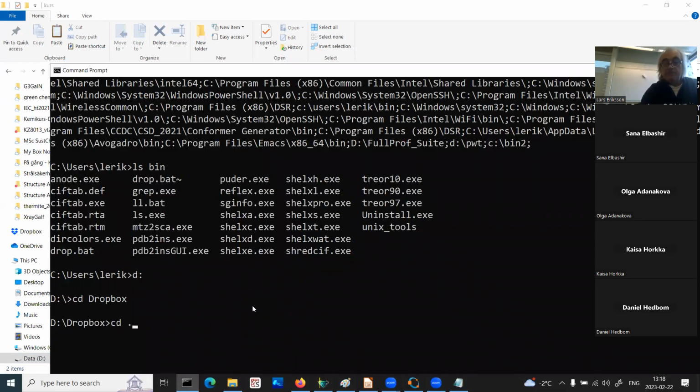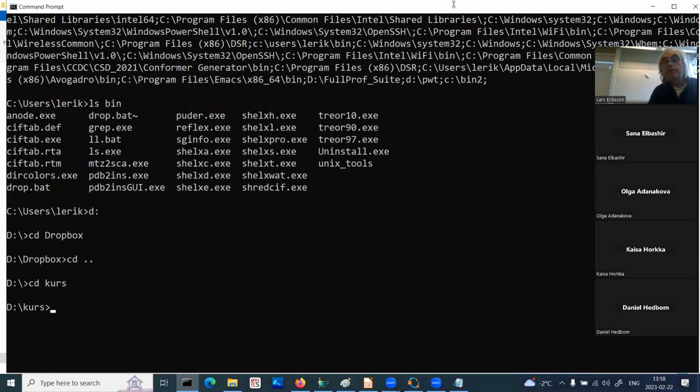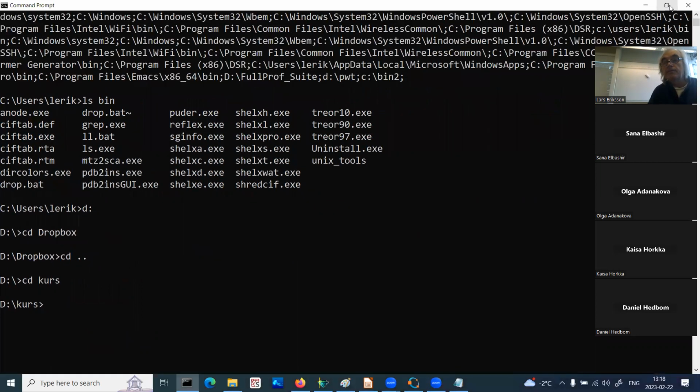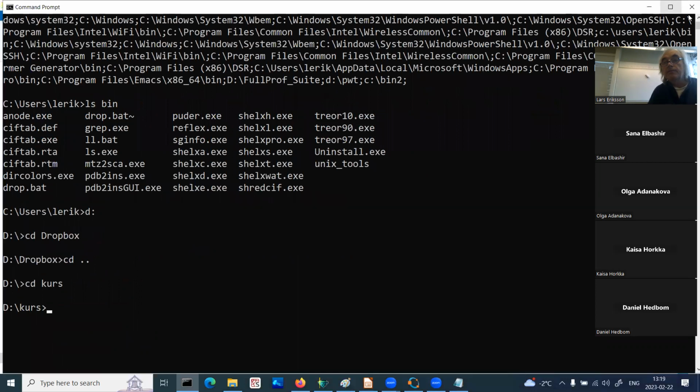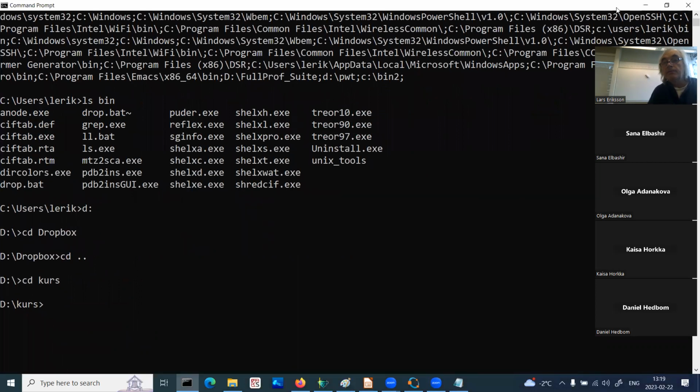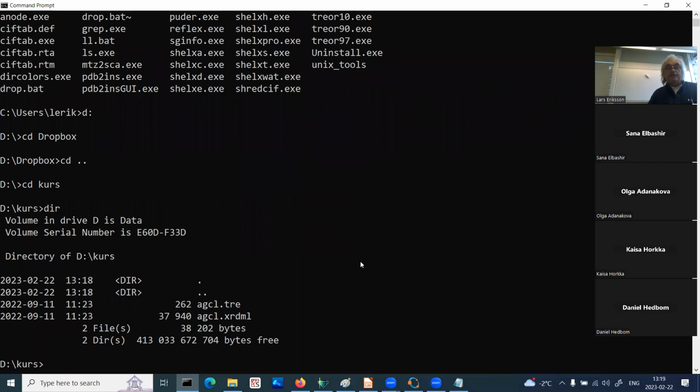So we go back from here. See, the CD is change directory. So I made CD dot dot, that means go to parent directory. Now we should go down to kurs. So, and let's see. Yeah, there are these two files.